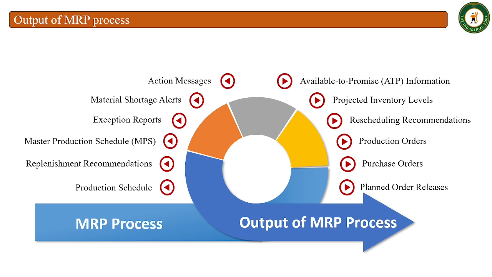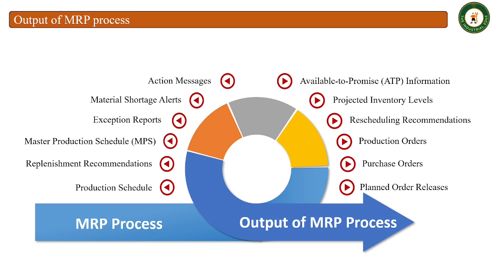And the twelfth output, production schedule. MRP contributes to the creation of a production schedule that outlines the sequence and timing of production activities. This schedule ensures that production resources are allocated efficiently.